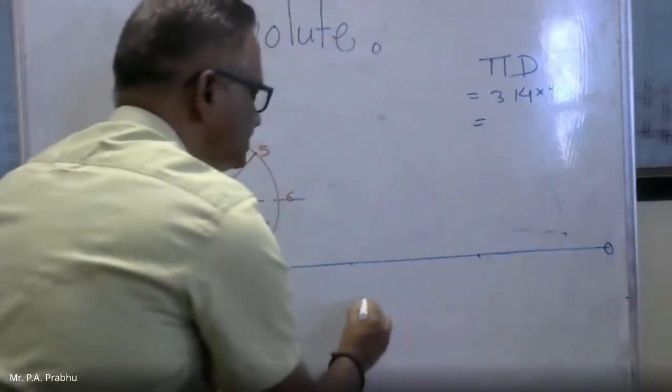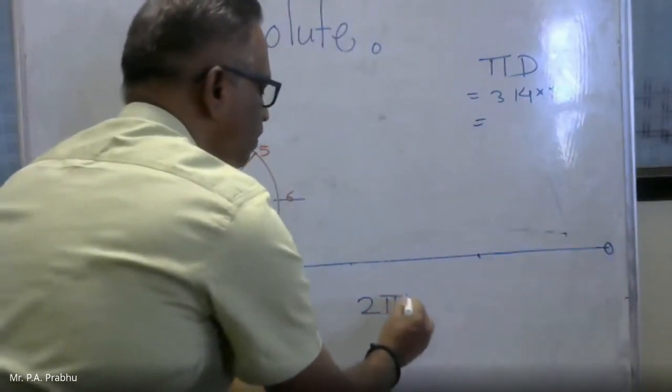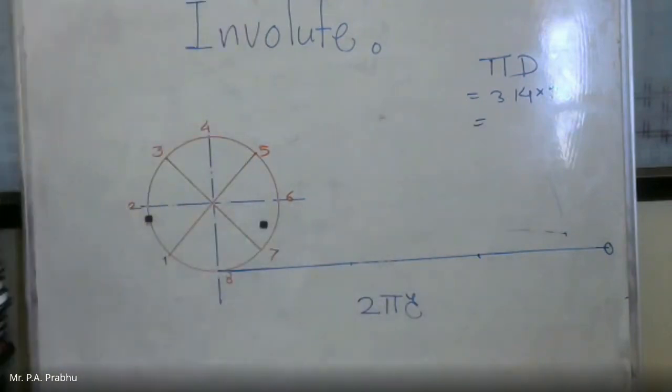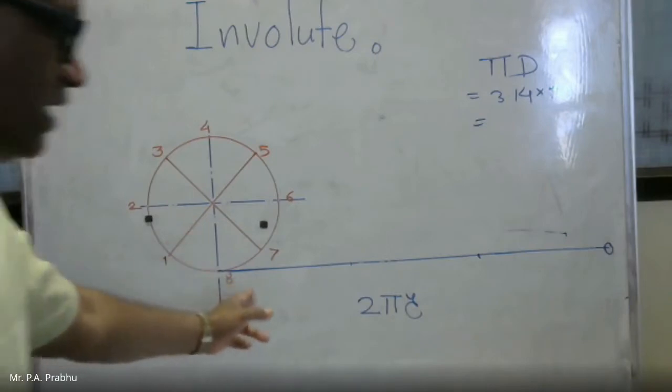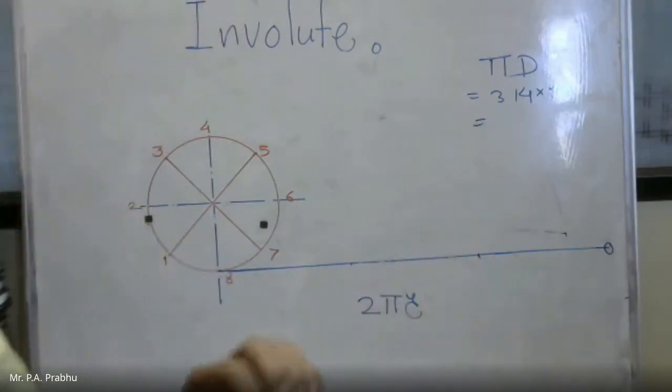Okay, so this distance must be equal to pi d or 2 pi. So mark the length equal to the circumference of the circle. The length of this thread or string is equal to the circumference of the circle. Okay.